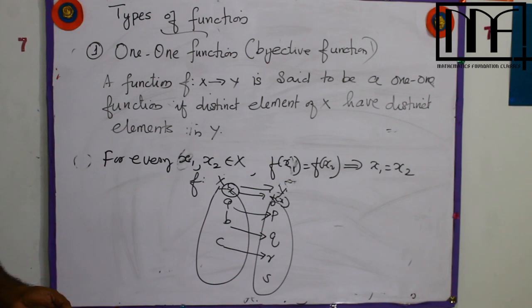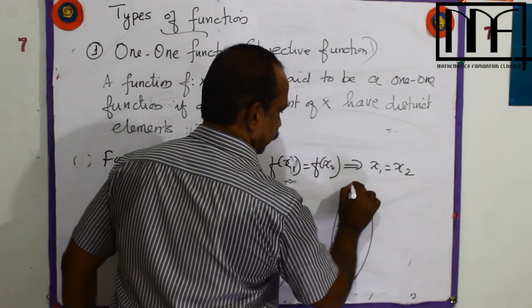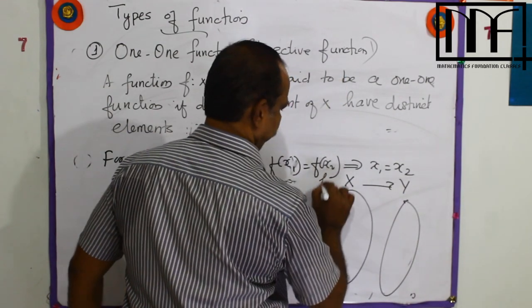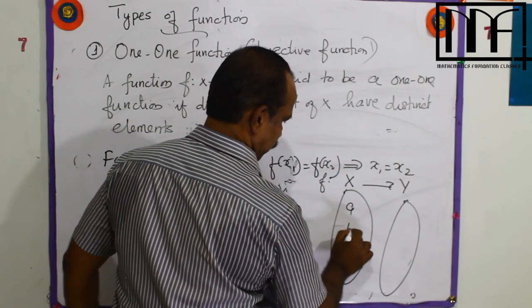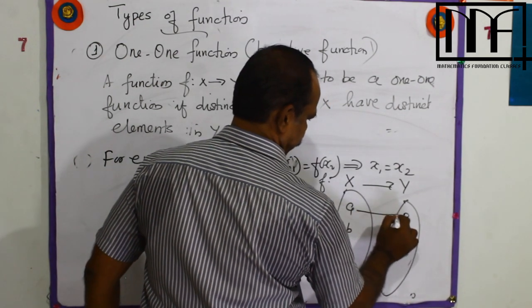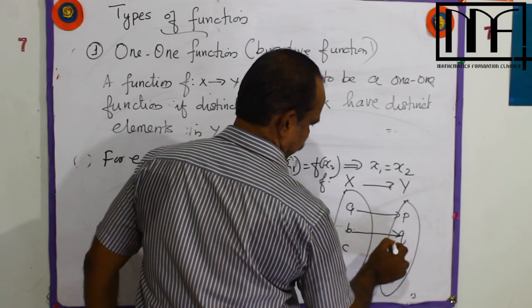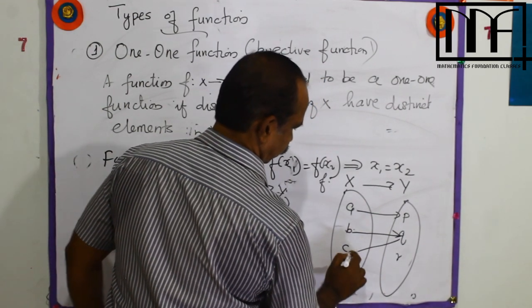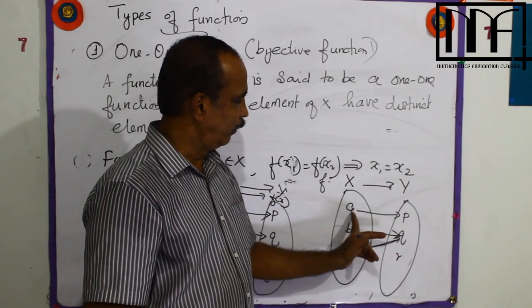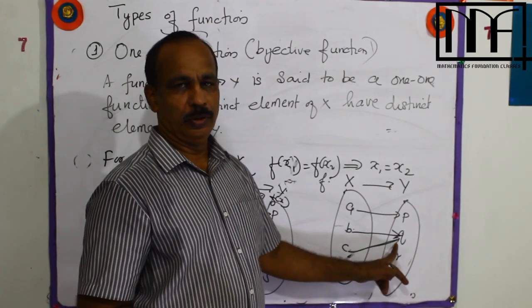Now, what types of functions are not one-one? Let's see an example. This is X, and the function F from X to Y. Now A, B, C, and here P, Q, R. The image of A is P, the image of B is Q, and the image of C is also Q.